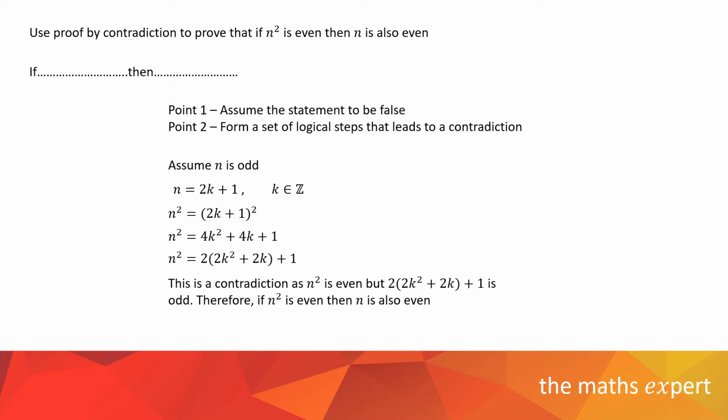We will see that many of the logical progressions of statements will look at expressing odd numbers in the form 2k plus 1, and even numbers in the form 2k. So always have this in your mind when looking at proofs involving even and odd numbers.